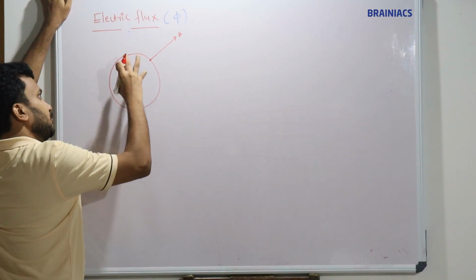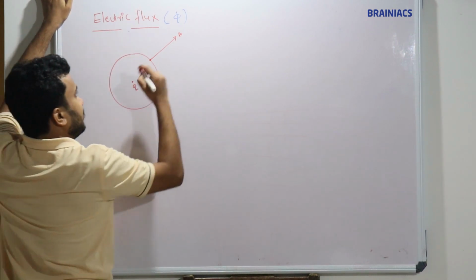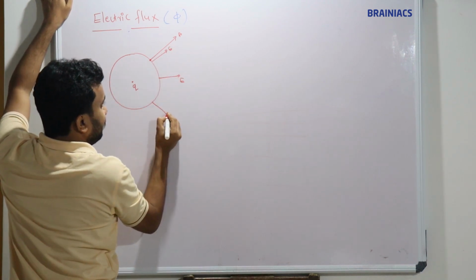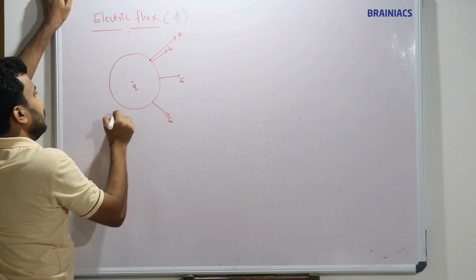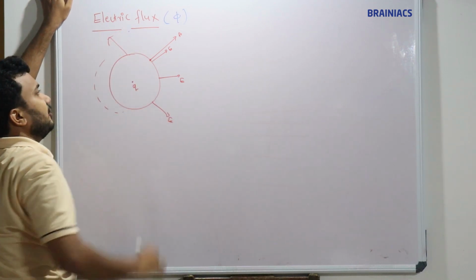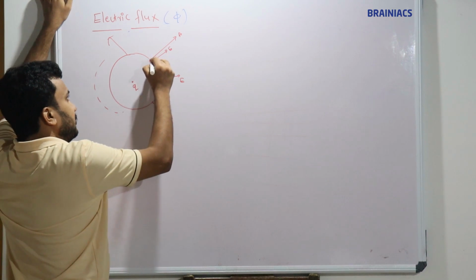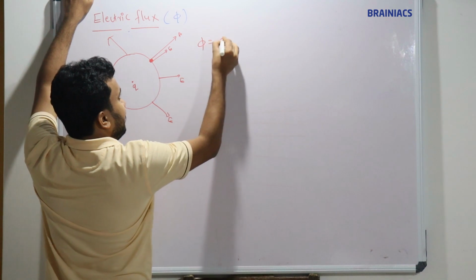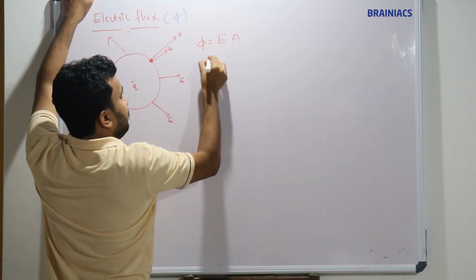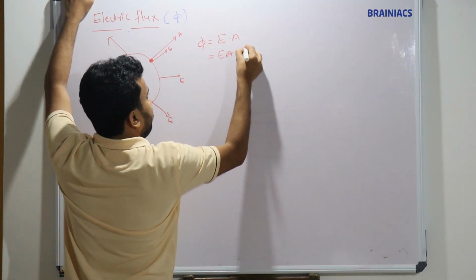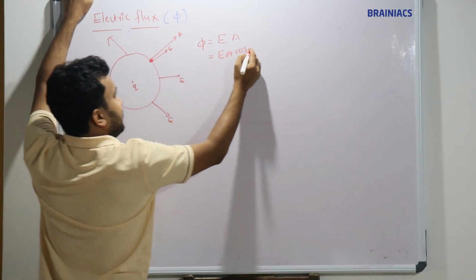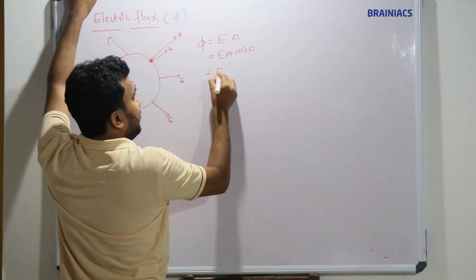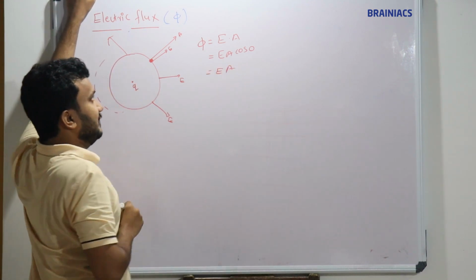This charge will produce electric field in all directions. So at this point, electric field like this. At this point, electric field like this. At this point, electric field like this. So this charge produces electric field in all directions. With respect to this point, I am applying Gauss's law. Phi will be equal to E dot A, which is EA cos theta. Electric field and area vector are in the same direction. So what is the angle between them? 0 degrees. So phi will be equal to EA in this case.